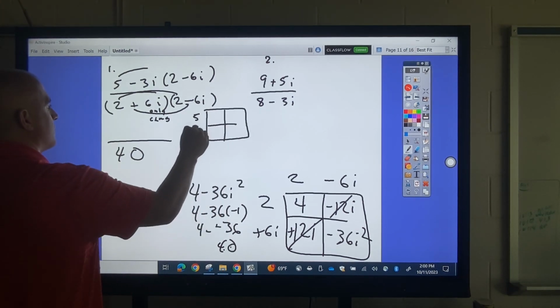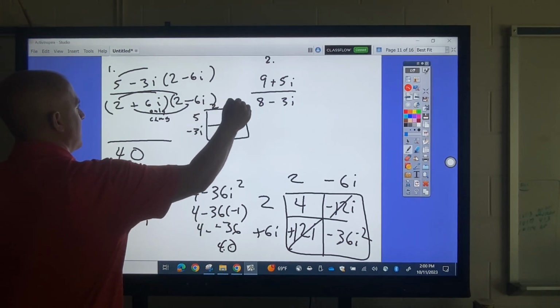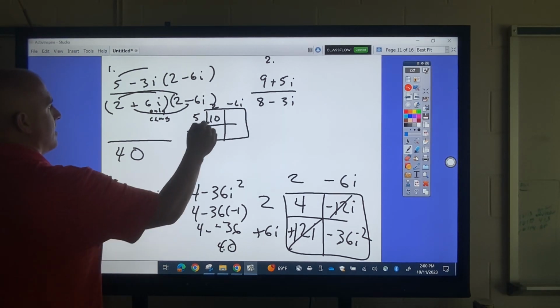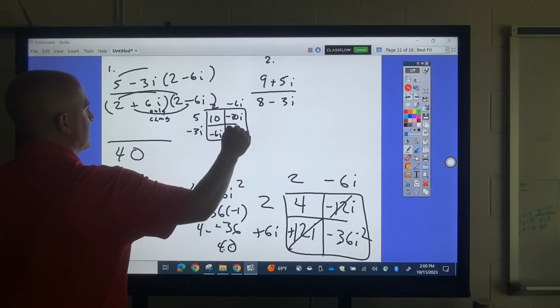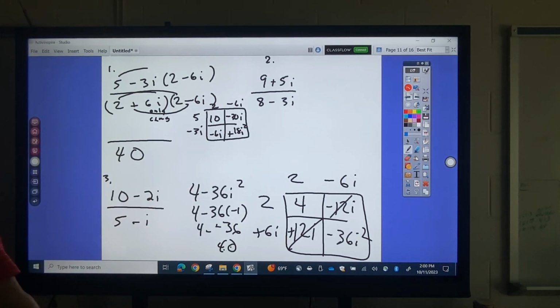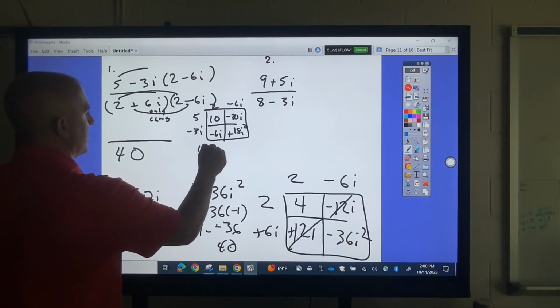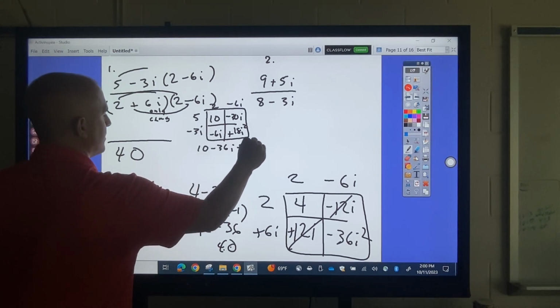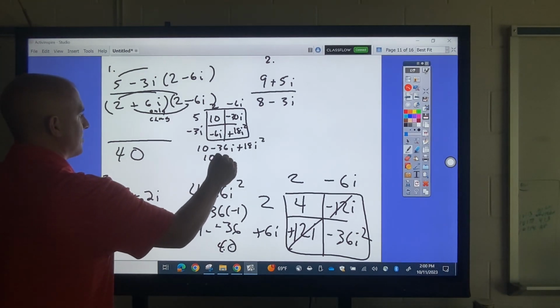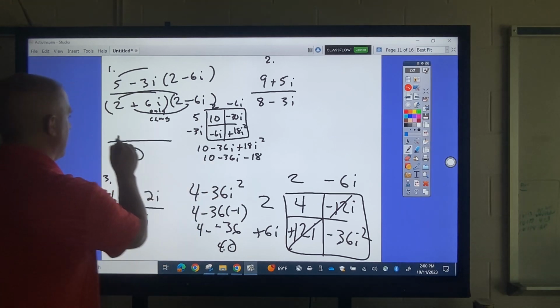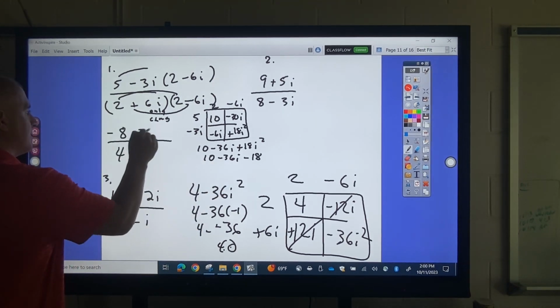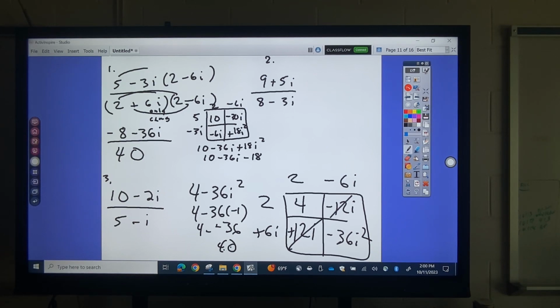Okay? 5 minus 3i, 2 minus 6i. That's going to be 10. That's going to be negative 6i. That's going to be negative 30i. This is going to be positive 18i squared. So I got 10 minus 36i plus 18i squared. So that's just going to be 10 minus 36i minus 18. So that's going to be negative 8 minus 36i all over 40. We're not going to worry about reducing that. You're good enough if you get it to that point.